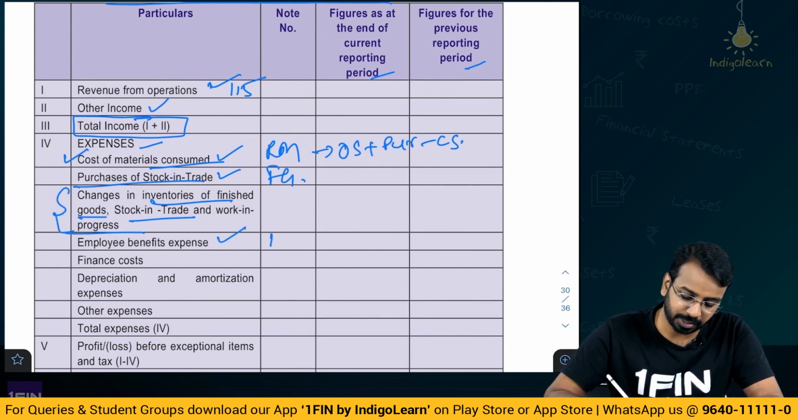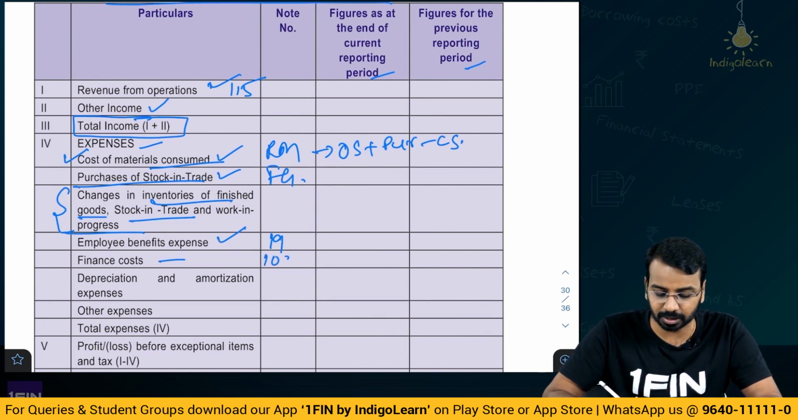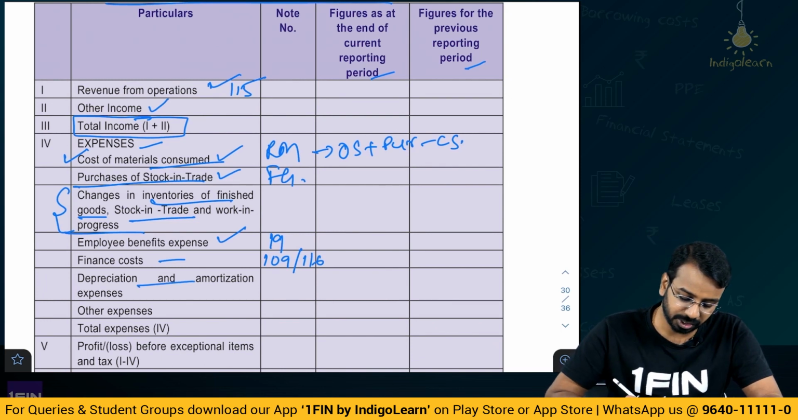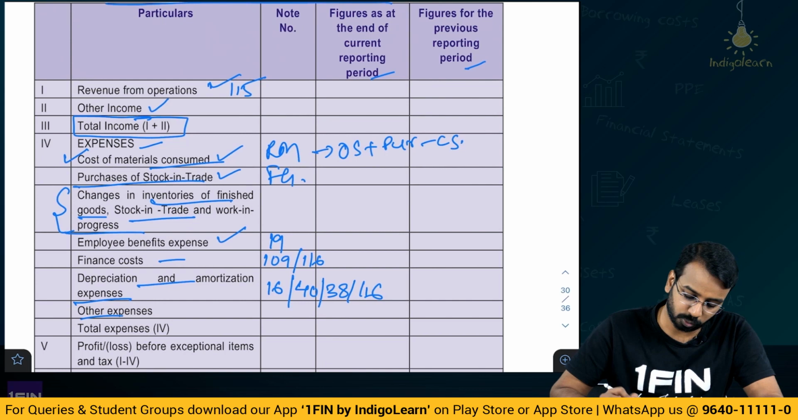Employee benefit expense as per Ind AS 19. Finance cost as per applicable standards, and maybe Ind AS 109 would be there, 116 would be there, right, considering them. Depreciation and amortization, considering 16, 40, 38 and also 116. Then other expenses, total expenses.